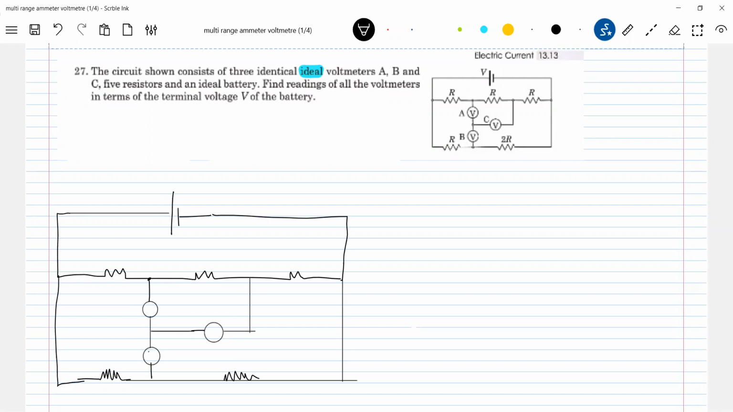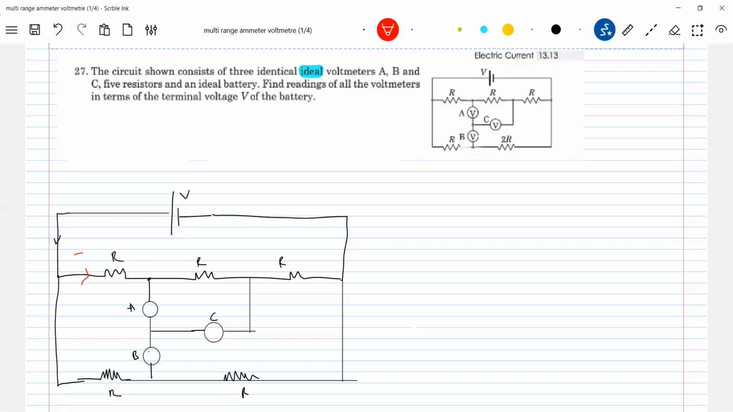Okay, there's a voltmeter C, A, this is B, this is R, this is R, this is R. As this side is ideal, we can replace them with an open circuit. So all the current in the circuit will take the path like this. So how much current is here?